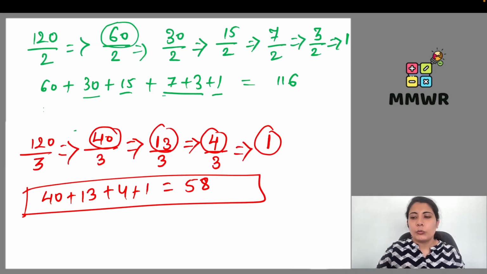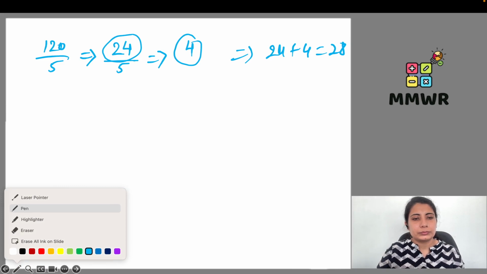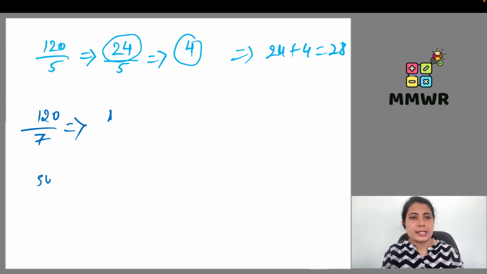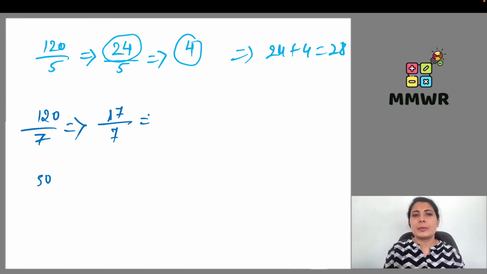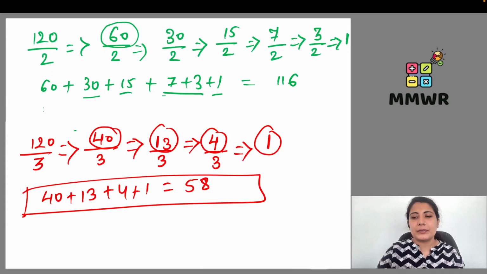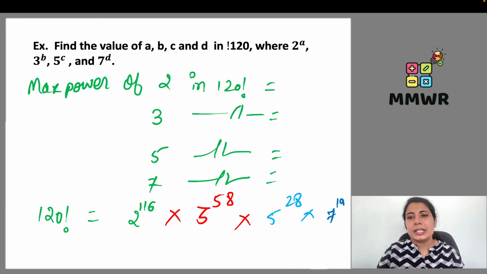That means this can be written as 5 to the power 28. Okay. Then for the next number, 120 divided by the next prime number 7. So 7 ones are 7, remainder is 5. 50. 7 sevens are 49, right? 17 sevens are 119. Okay. Now again 17 will be divisible by 7. 7 twos are 14. 7 threes are 21. So it will be divisible 2 times only. So 17 plus 2 gives me 19. That means 7 to the power 19 I have. Okay.